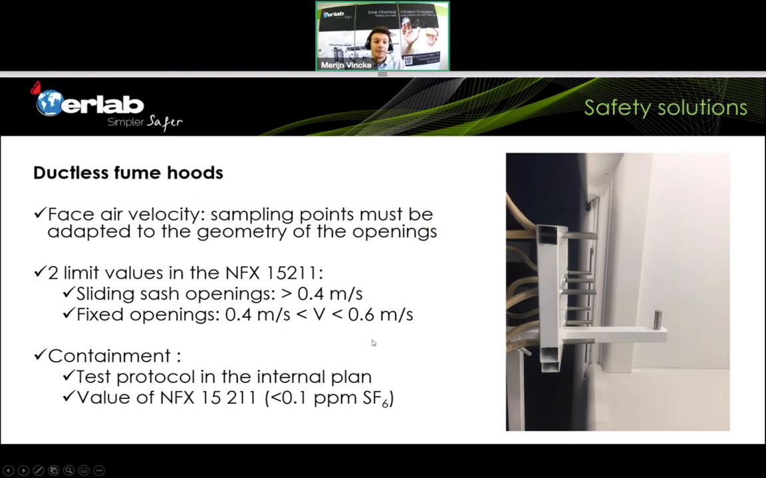So what do we do in a ductless fume hood? We are going to test again with SF6 and see if there is less than 0.1 ppm of that chemical released in front of the user. And we are going to check as well what the air phase velocity of the fume hood is. And the air phase velocity is the airflow through the cabinet, and it must always be between 0.4 and 0.6 meters per second when you have a fixed opening. If there would be a sliding sash opening, it has to be higher than 0.4 meters per second. Otherwise, you have a risk of the chemicals coming to the people or the person working with the hood.